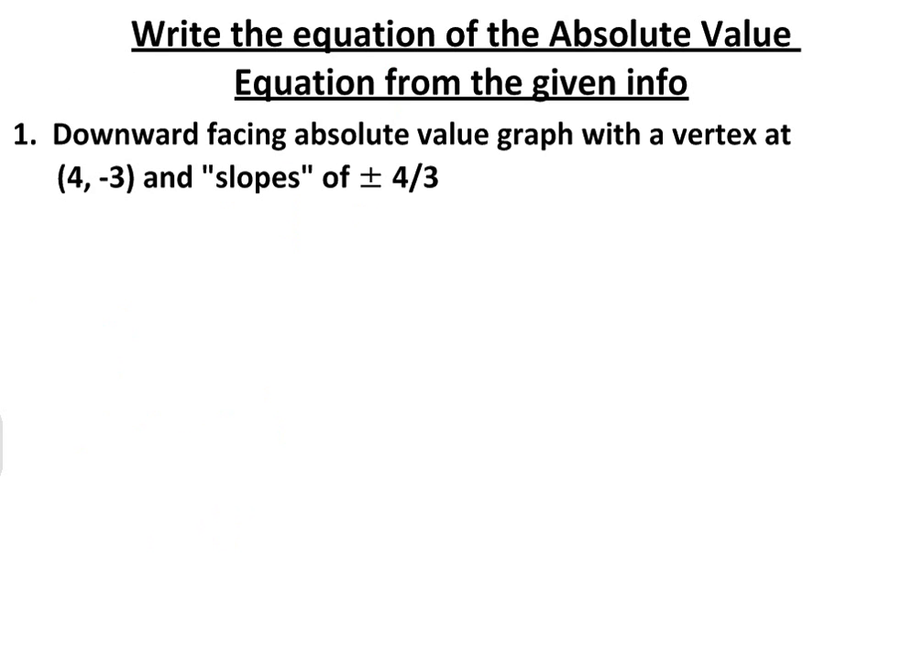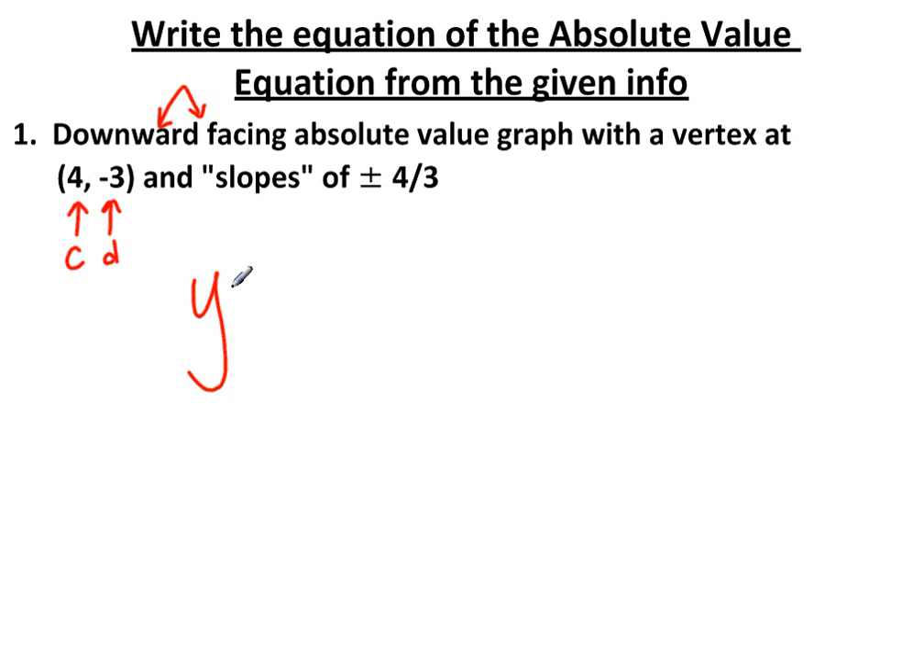So now let's think about how do we write the equation of the absolute value from given info. So it's downward facing with a vertex at 4, -3. Okay, so I know this is the opposite of my C when I substitute my equation, and this is my D value. I know my slope is 4/3, and it's downward facing. So just so you know, there's a lot of different ways to write the solution to this. I'm going to pick the easiest way to show you.